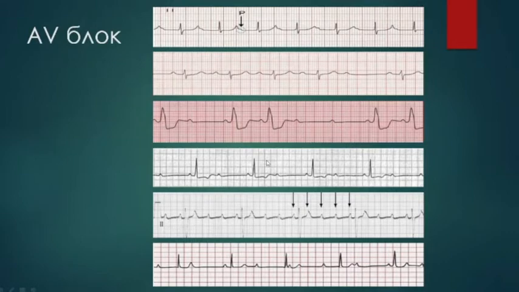And the fourth variant of second degree AV block is when you have every second P wave not followed by QRS complex, which is called 2-to-1 ratio. AV block type 2-to-1 ratio, right? Here. And you have this situation here, which is complete heart block, or complete AV block.